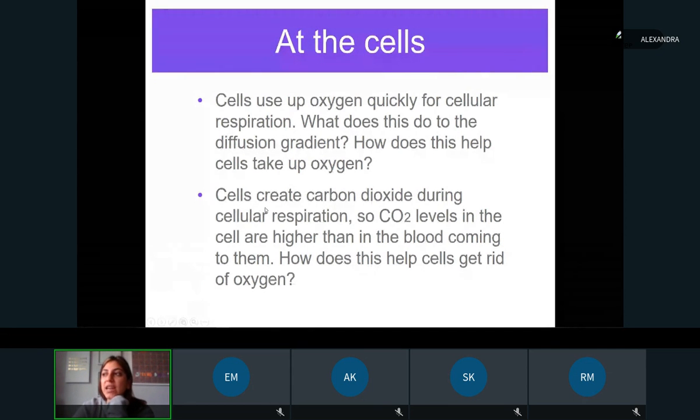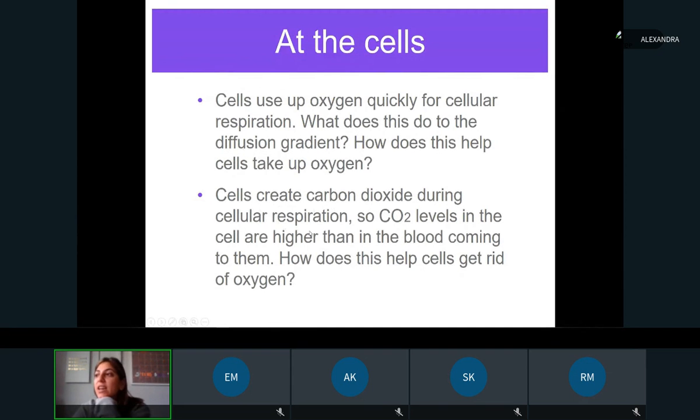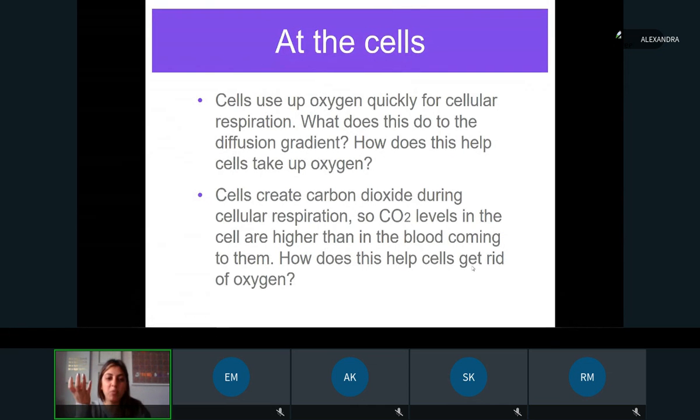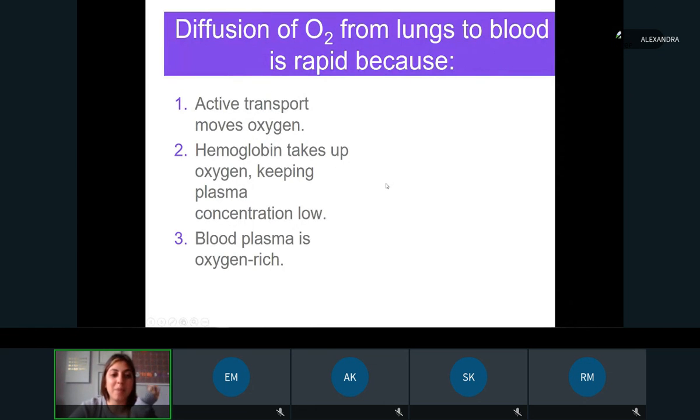So cells create carbon dioxide during cellular respiration. So CO2 levels in the cells are higher than in the blood coming to them. So how does that help cells get rid of carbon dioxide? Again, creating that change. If we have more carbon dioxide in one area, it wants to leave to the areas of lower concentration. So really focusing on how everything works together to be efficient at what it does. It wants to leave because carbon dioxide is actually a poison, right? Carbon dioxide can be considered a poisonous substance to our body. And remember that we want it to leave to make room for more oxygen.